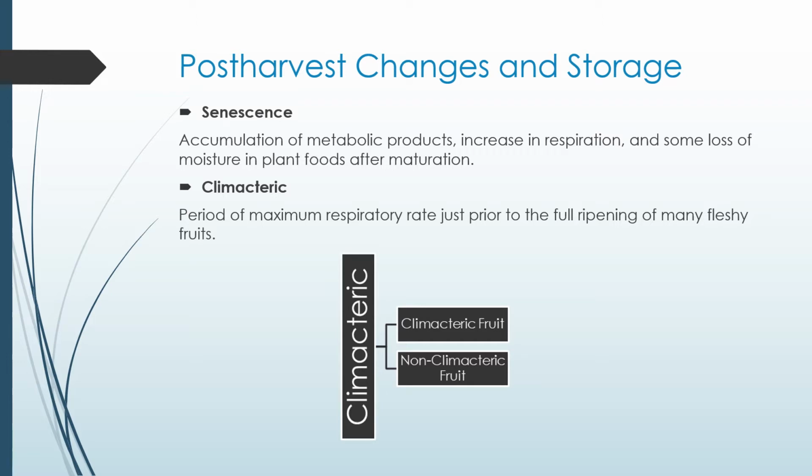So the topic is post-harvest changes and storage. There's a terminology you can see here: senescence, which means accumulation of metabolic products, increase in respiration, and some loss of moisture in plant foods after maturation. We all know that the maturation period is the one that occurs when the fruits and vegetables are ready to eat.